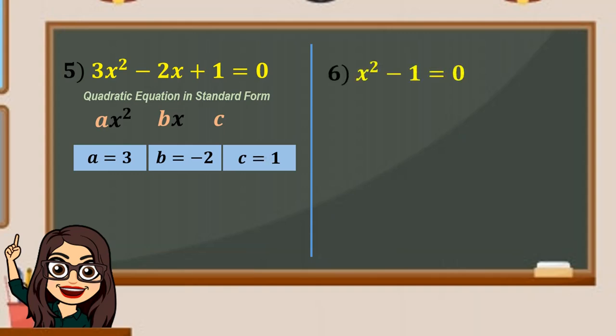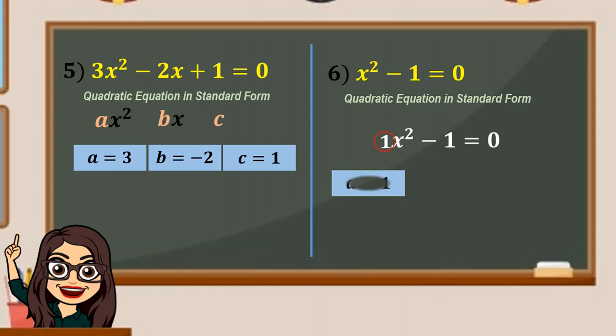For the next example, the given is x squared minus 1 equals 0. Again, this is a quadratic equation in standard form. For the value of a, again, that is the number beside x squared. For this example, we don't have a number beside x squared, so that is automatically equal to 1. So the value of a is 1. And then we don't have the value for the middle term. Because we don't have the linear term, we're going to write b equals 0. And last, for the value of c, we have negative 1.